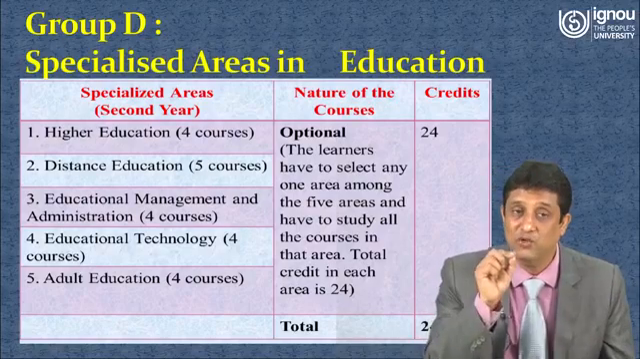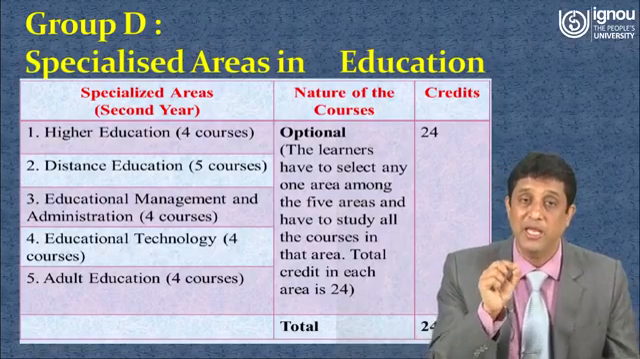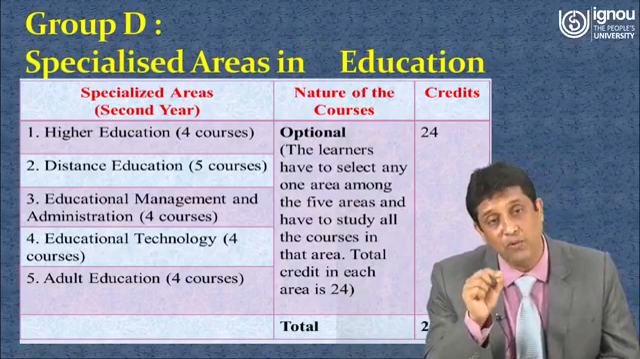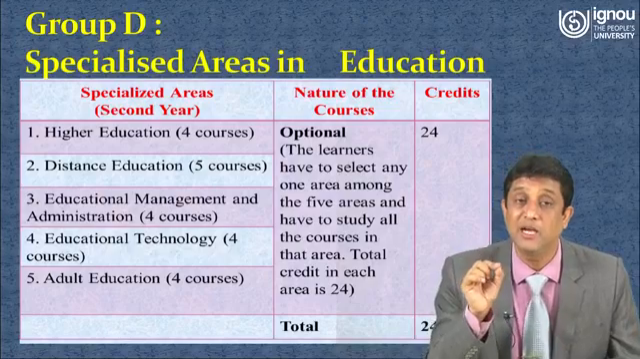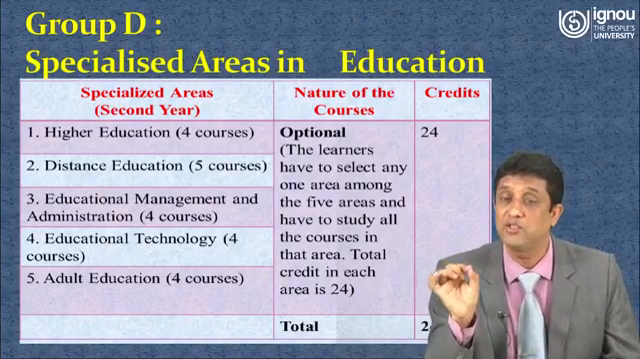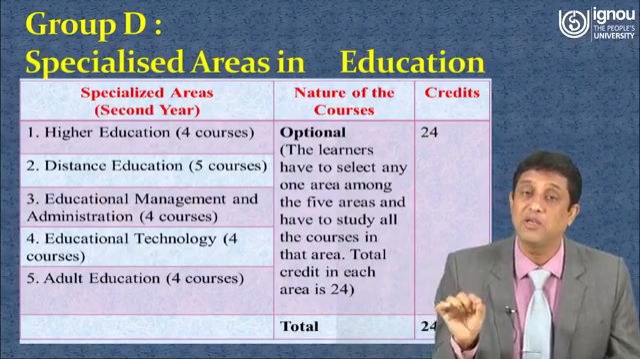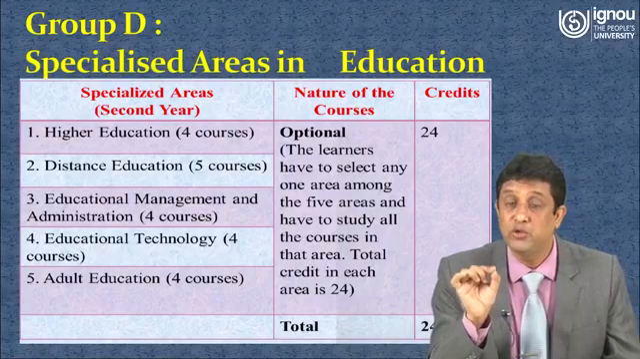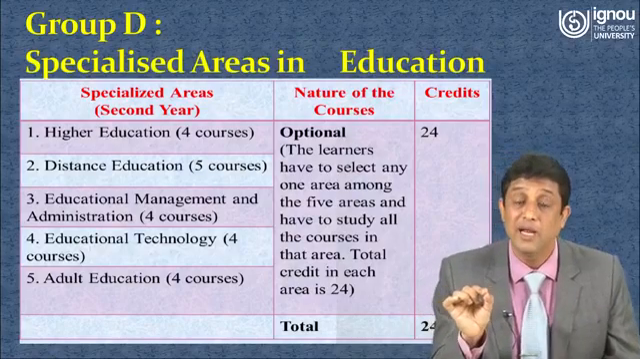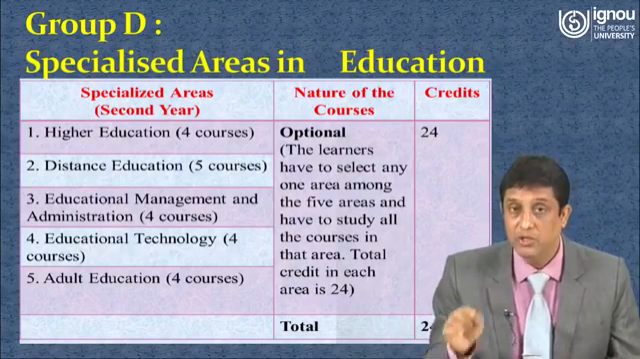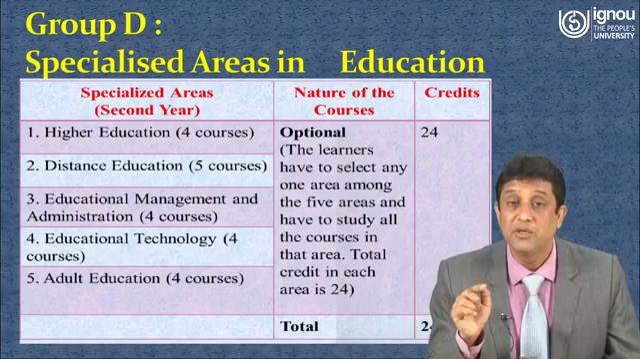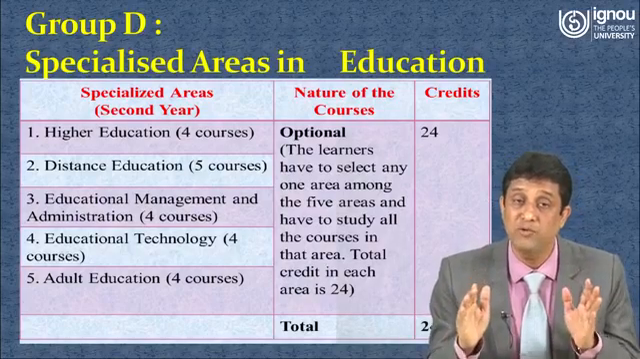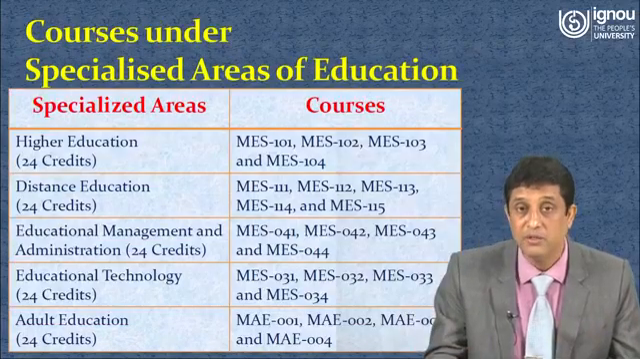So you have to select one area at the beginning of the second year. Then you have to study all the courses of that area only, and each area contributes 24 credits. You will get not more than 24 credits or less than 24 credits from each area. That's why group D contributes 24 credits in the second year of this program. So 24 plus 10 credits of dissertation in the second year is 34. So in the second year you have to earn 34 credits.